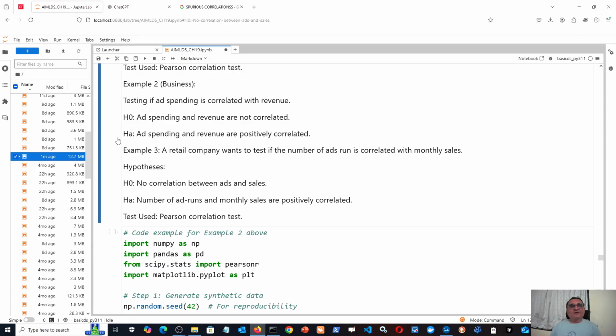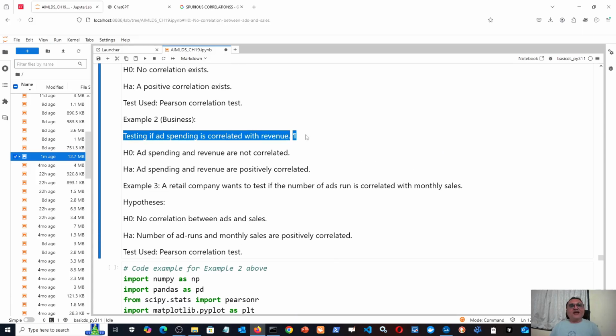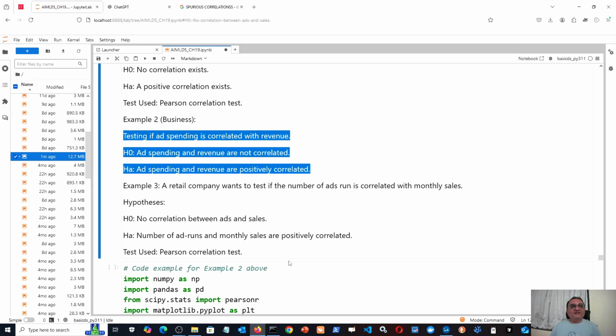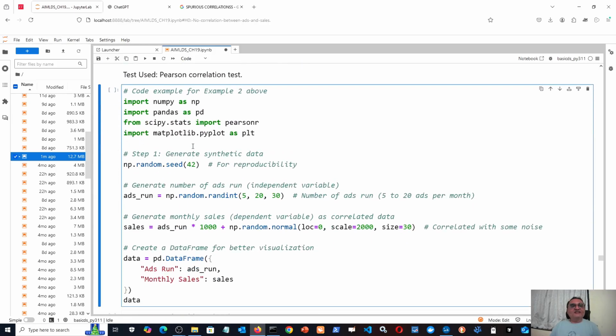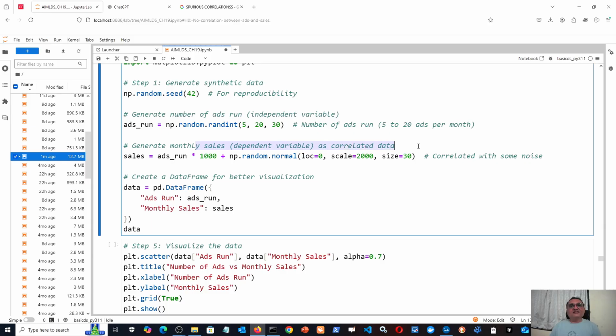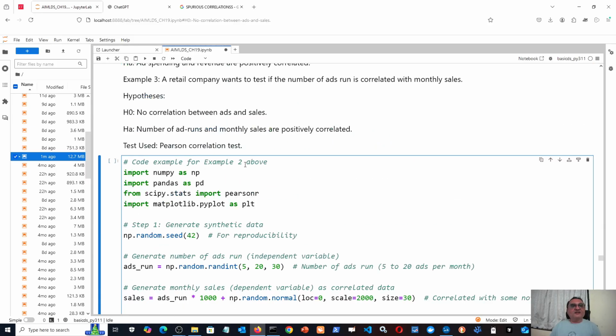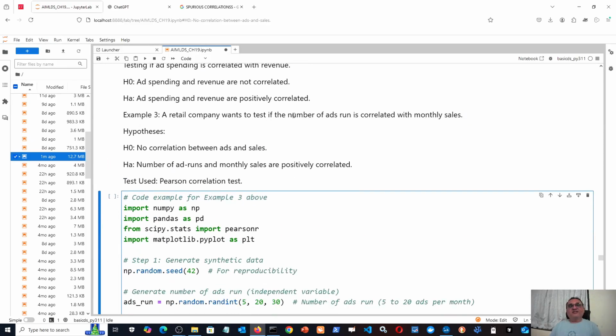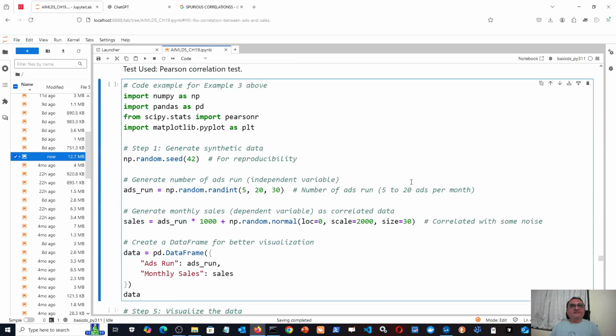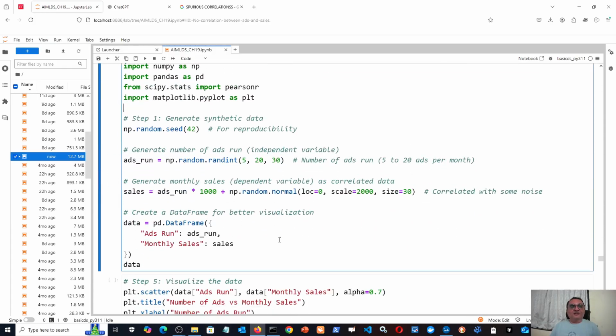So let us take one example for the second case, that is, whether ad spending is positively correlated with revenue or not. For that we generate synthetic data, monthly sales and ad runs. Actually it is not the code example for 2 but for 3. That means the number of ad runs is positively correlated with monthly sales, so we generate synthetic data for that.